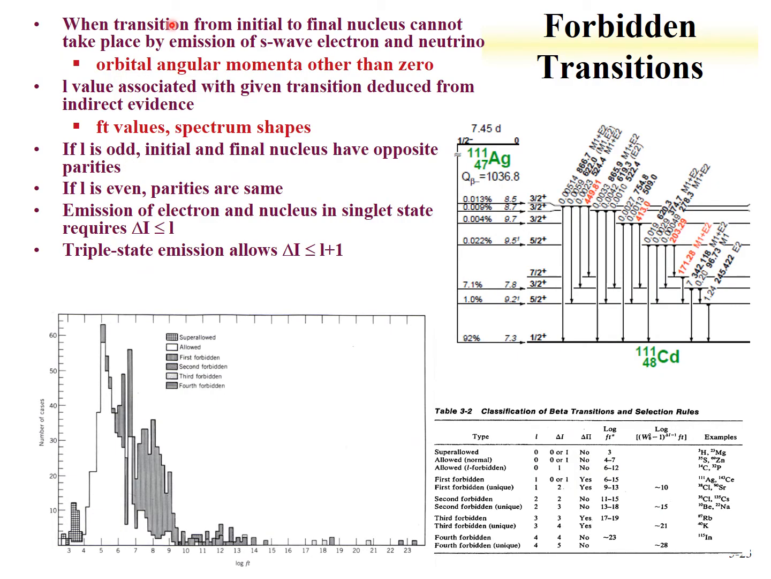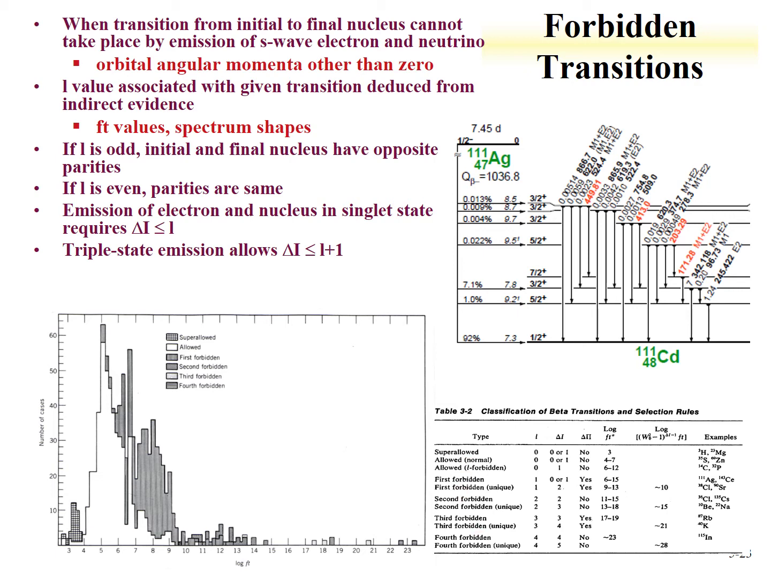When a transition from initial to final state cannot take place through this S-wave transition, we get orbital angular momenta other than 0. So these L values are going to be associated with a given transition. They're either going to be first forbidden, second forbidden, third forbidden, or fourth forbidden types of transitions. We've gone through how we could actually use our ft values, something related to spectral shapes with the Kurie plots, to see if the transitions are going to be allowed or not.